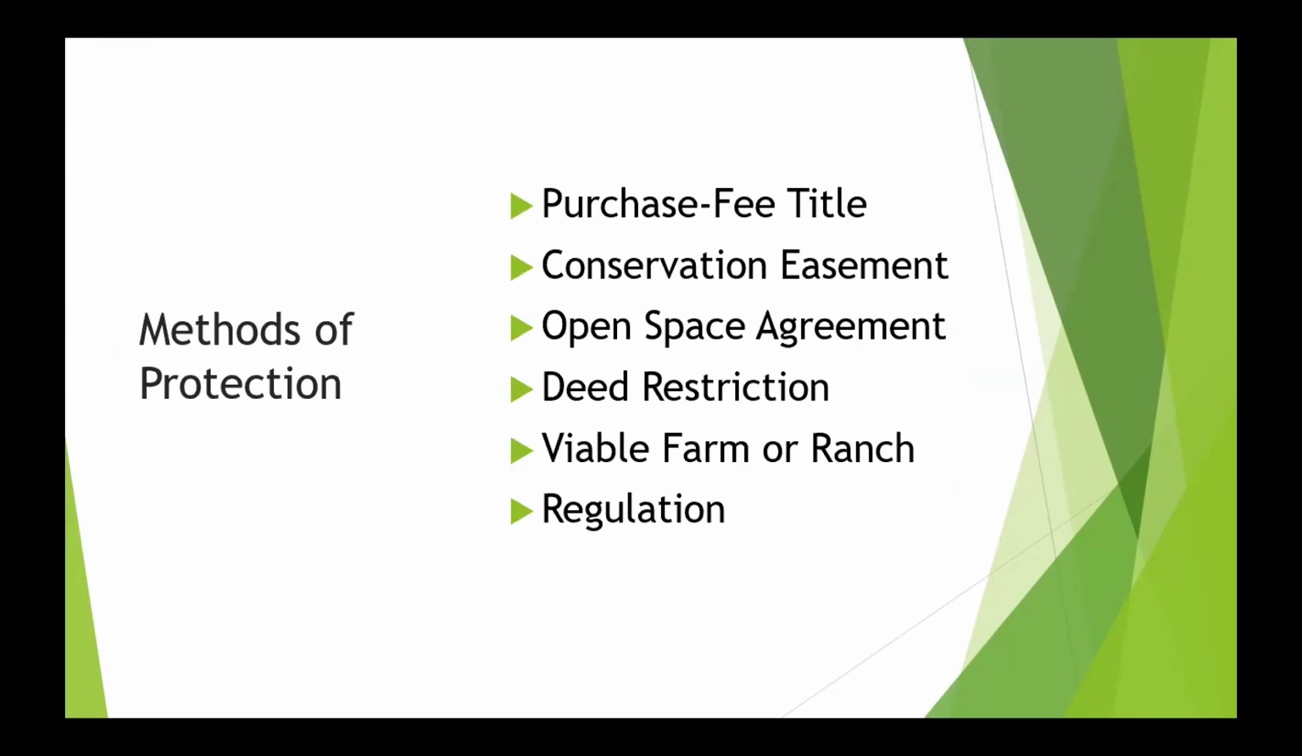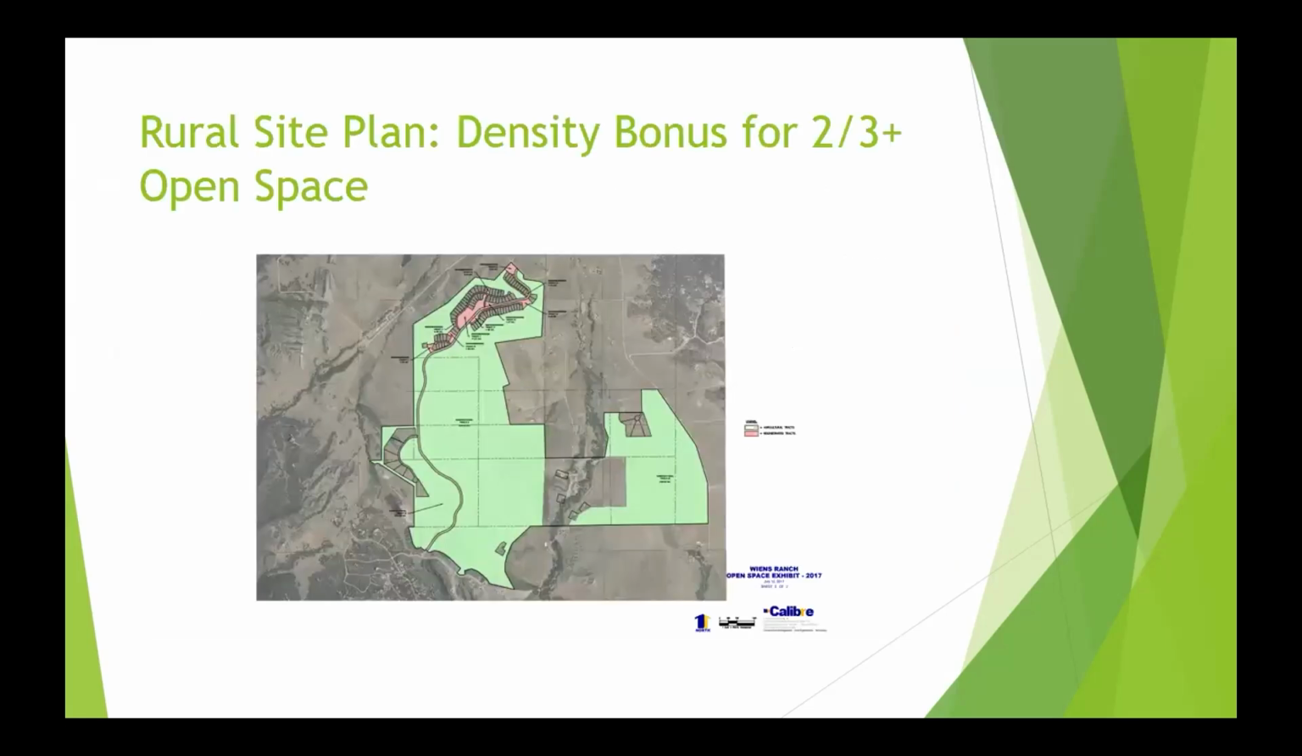We protect through fee title purchases, conservation easements, open space agreements, deed restrictions, as Miles noted. There's different legal instruments for protecting land. These are 3 of them. Viable farms and ranches are good protections. I mean, they're not permanent, but it's a good long-term system to protect habitat. And of course, we do have our regulations as well.